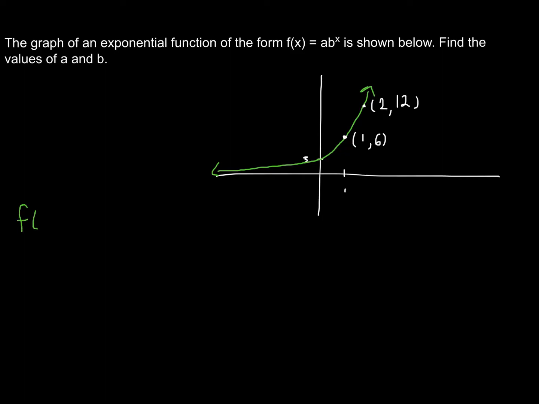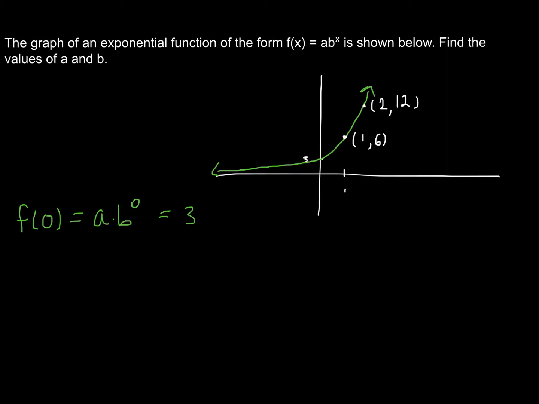When I plug in an x value of 0, f of 0 will give me a times b to the 0. And what does that have to equal? Well, that must equal 3. Right? That's what the graph shows me. That is equal to 3.